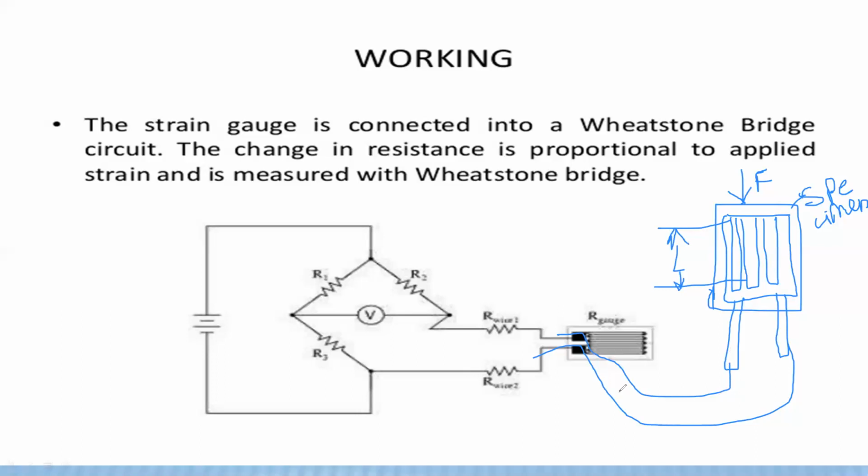The resistance change is developed by using this Wheatstone bridge circuit. How much voltage is developed in that Wheatstone bridge circuit, we can calculate by using a voltmeter. It is used to measure the voltage developed in that equipment. So that is the working procedure of the strain gauge.